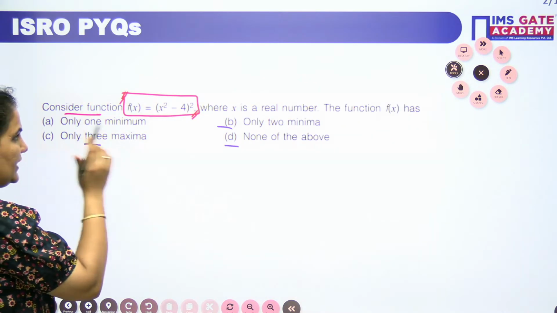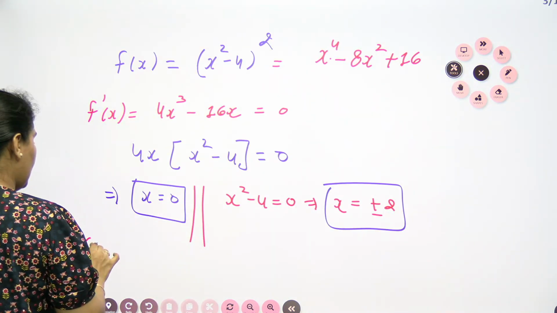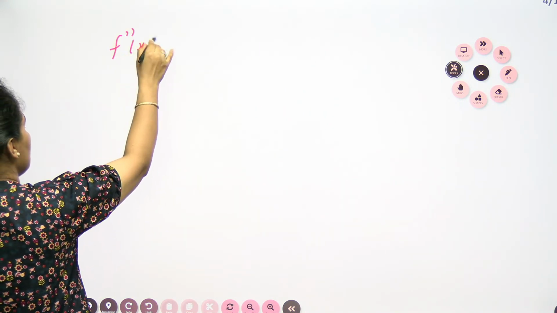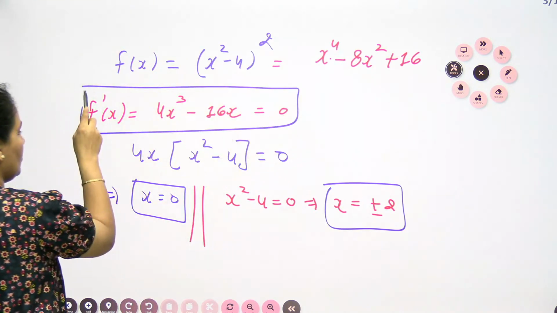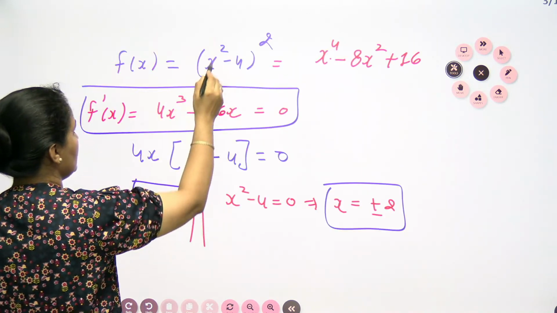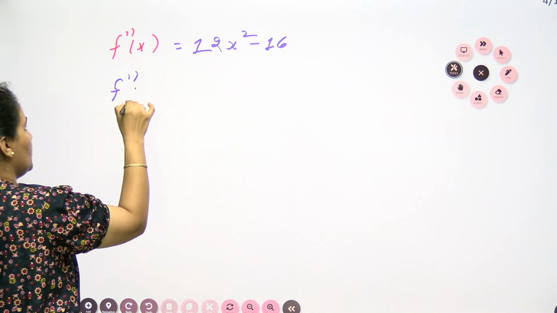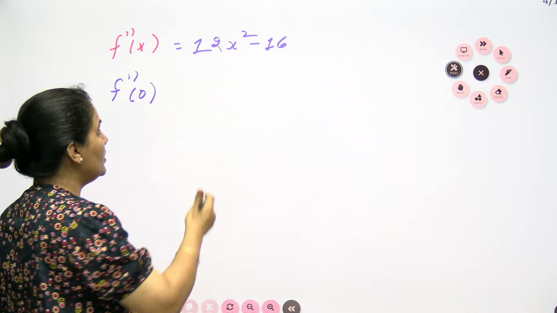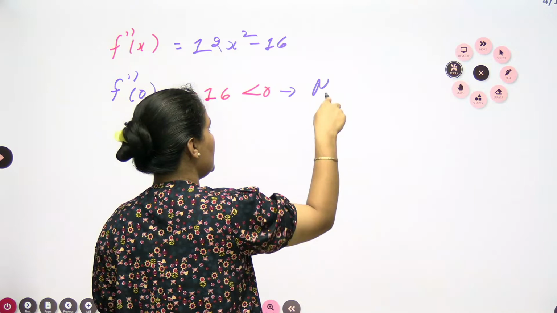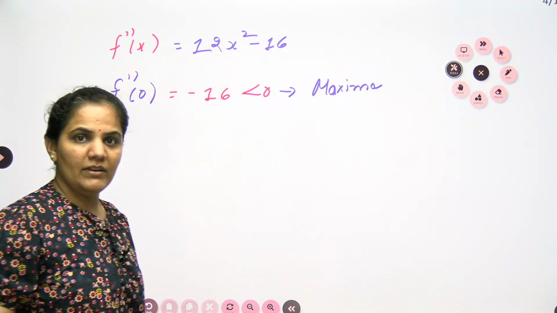All right, so what do I need to check? I need to check whether at these roots I have maxima or minima. For that I need the second order derivative, f double dash x. Let's find it. If I find one more derivative, it will be 12x square minus 16. On this I need to put the values. When I put 0, it will be negative. When it is negative, meaning less than 0, here I have maxima.